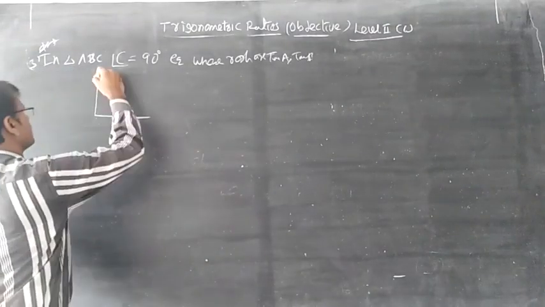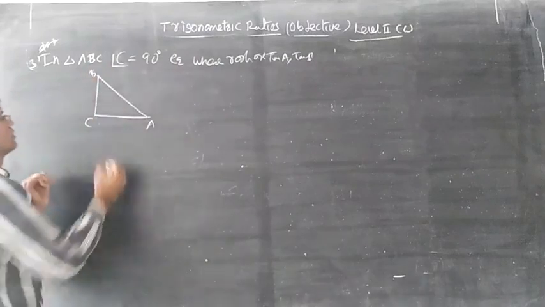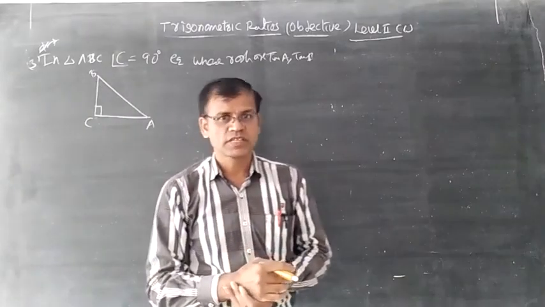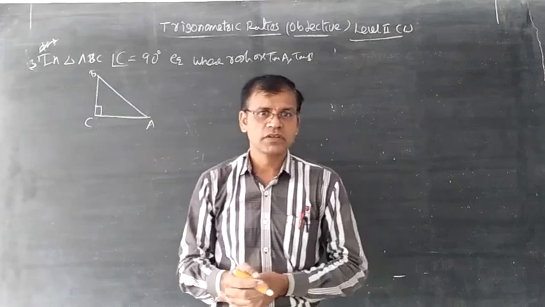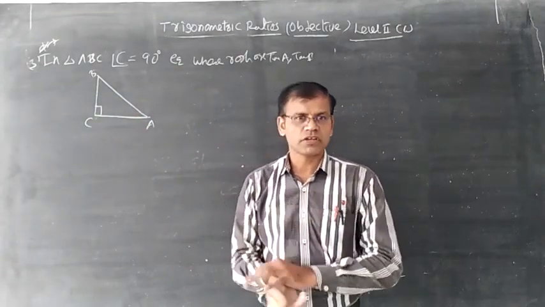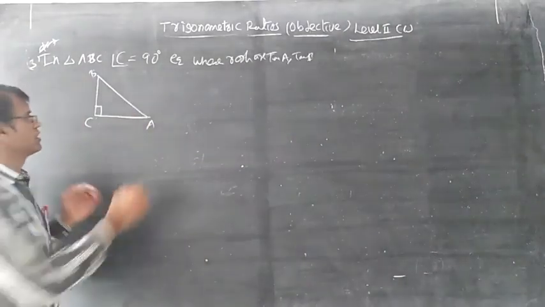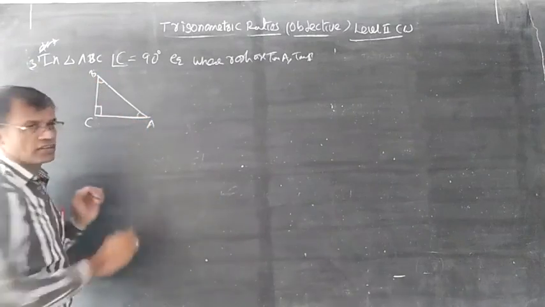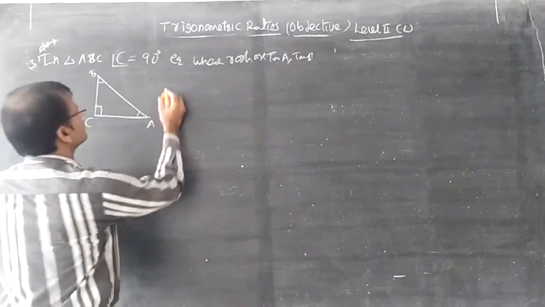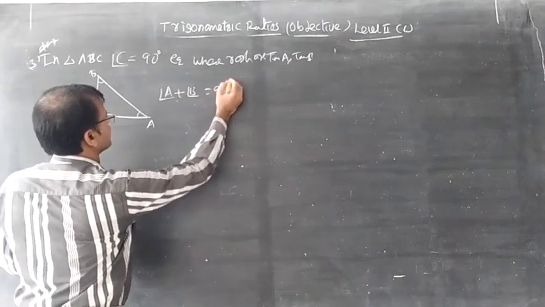Draw a right angle triangle and put here capital C, put here capital A and capital B. Students, this is 90 degrees. We know that the sum of the angles in any triangle is 180 degrees. If an angle is 90, then the sum of the other two angles becomes 90, because 180 minus 90 gives 90. You don't put 45; simply I am discussing 90. So write like this: angle A plus angle B is equal to 90.